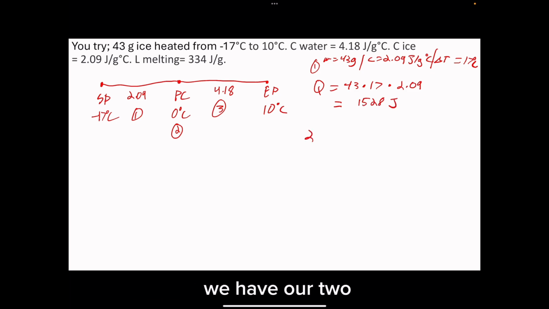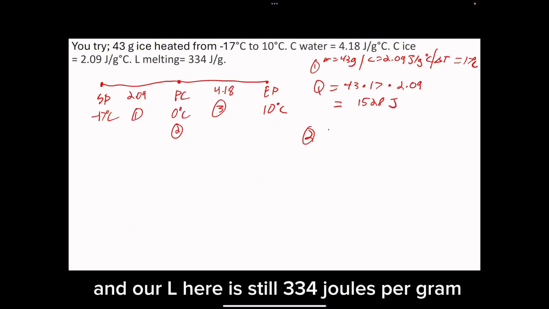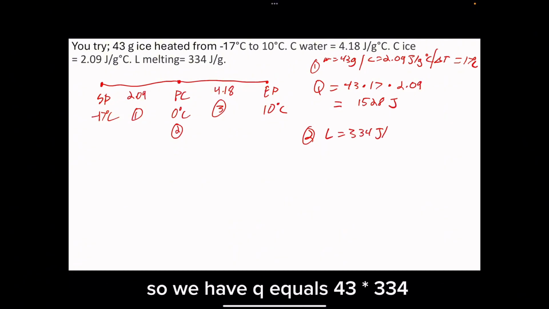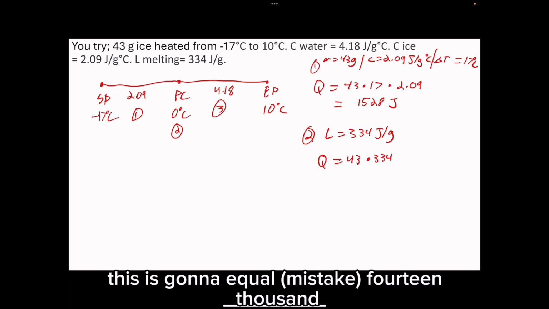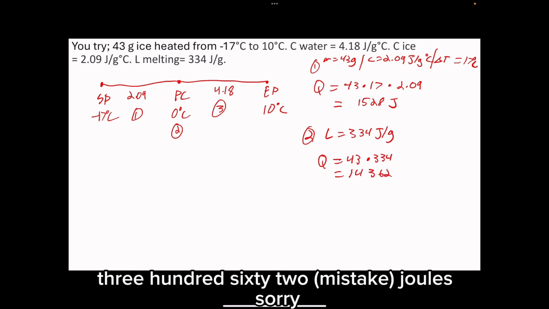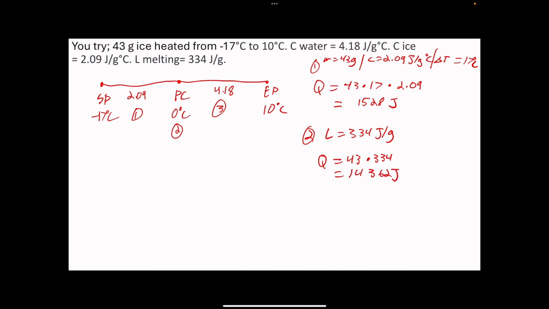We have our 2. And our L here is still 334 joules per gram. So we have Q equals 43 times 334. This is going to equal 14,362 joules, sorry.